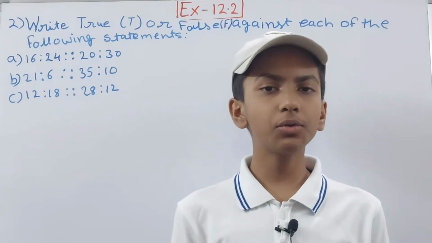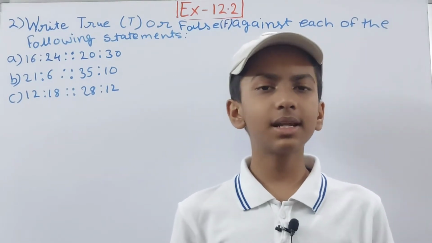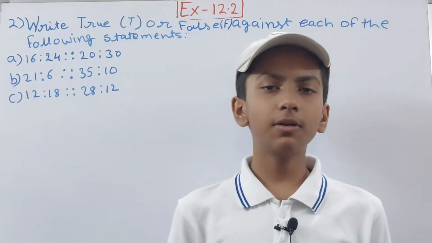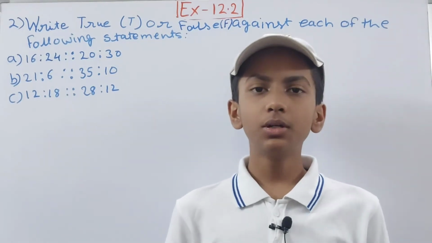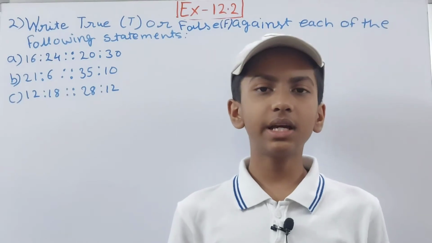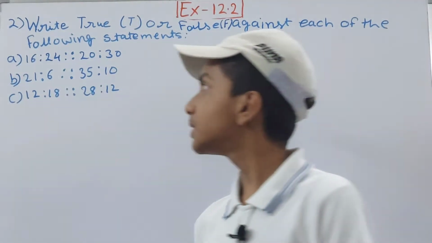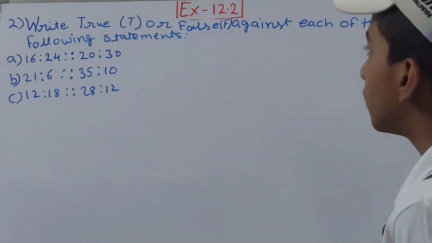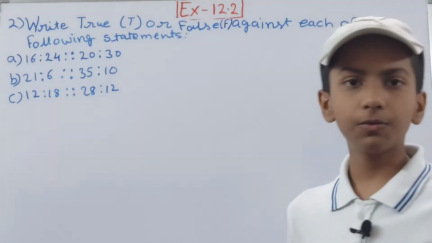In this video we are going to solve NCERT Maths Class 6 Chapter 12 Ratio and Proportion Exercise 12.2 question number 2. So friends, without wasting any time, let's get started. This question says, write true or false against each of the following statements, T for true and F for false.